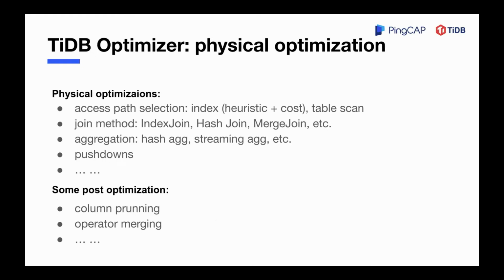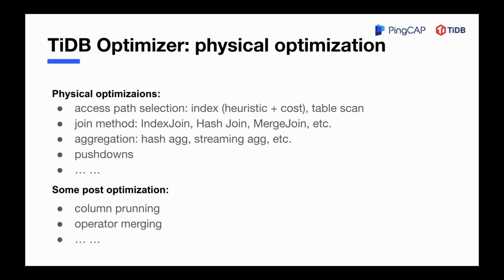And then after logical optimization, we send the logical plan to the physical optimization stage. At the physical optimization stage, there are several things. The first one, we need to decide what's the most efficient access path. For example, we may have a choice to use the index, or we may have the choice to use the table scan. And since we are HTAP, we also have a choice to use the column store. So we need to find which one is the most efficient way to do that. So that's an important thing.